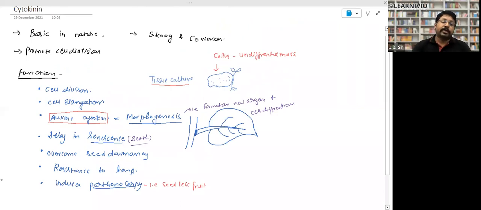One more thing. In tissue culture, when there is a mass of cells, that is called callus, right? What is callus? They are undifferentiated cells. We supply auxin and cytokinin in some ratio. What happens? Formation of root and shoot takes place. It means morphogenesis starts, right? Cell differentiation starts. So it is used in tissue culture as well. Tell me, guys, is it clear or not? Cytokinin.